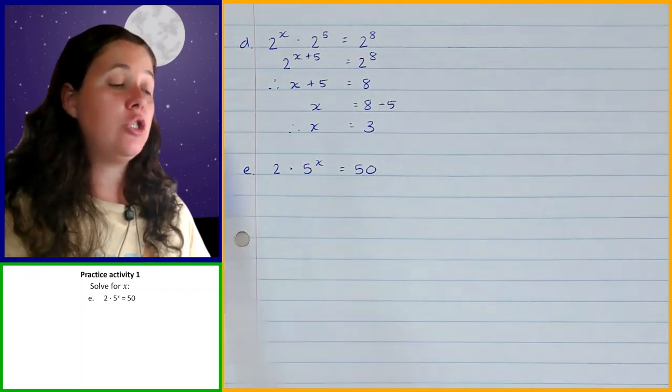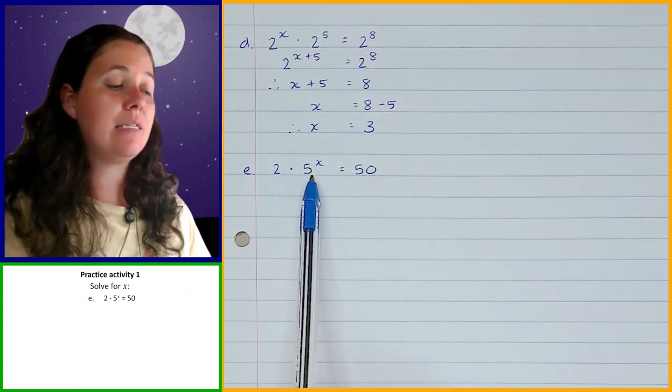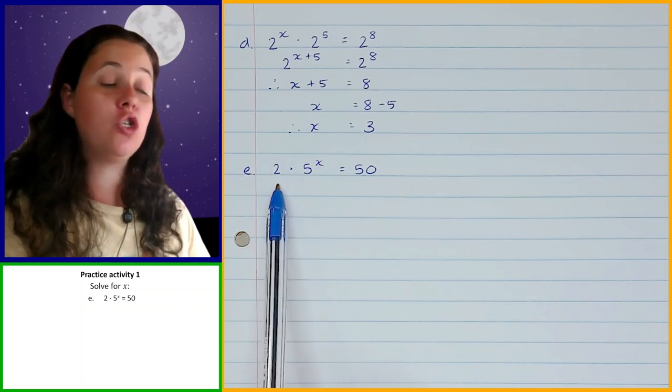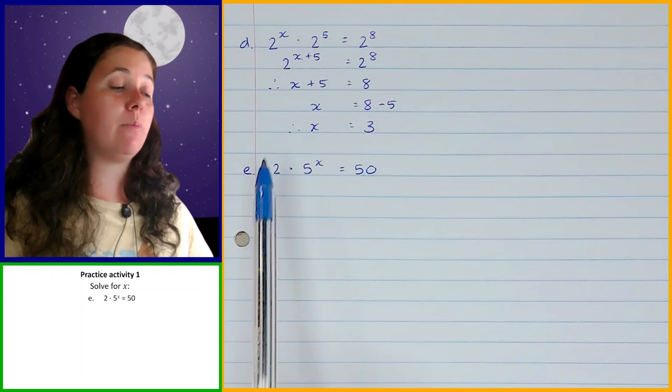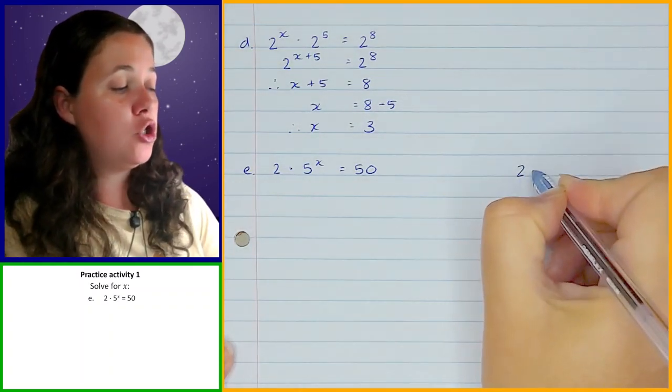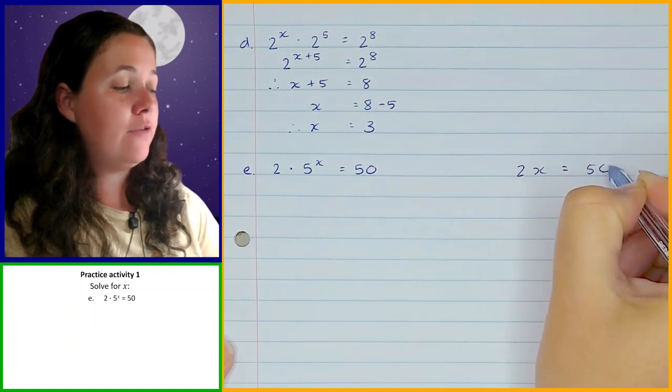But what I can do is take this 5 to the power of x and say if I've got 2 times 5 to the power of x, I can get rid of that 2. Remember, the inverse of multiplication is division. So if I had an equation like this, 2x equals 50, what would I do?